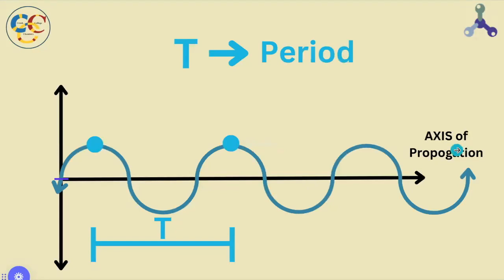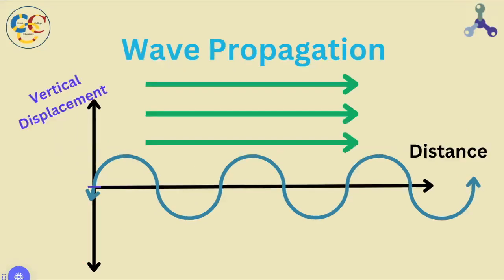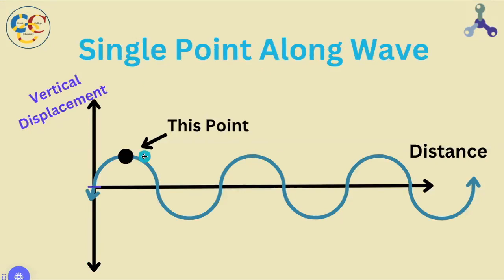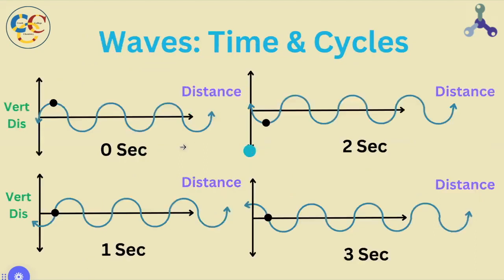Period is a must-know variable of a wave. While a wave propagates horizontally, the individual points that make up the length of the wave merely move up and down. To understand this, let's map the displacement of a single point along the wave. We show this point's movement via snapshots in time.